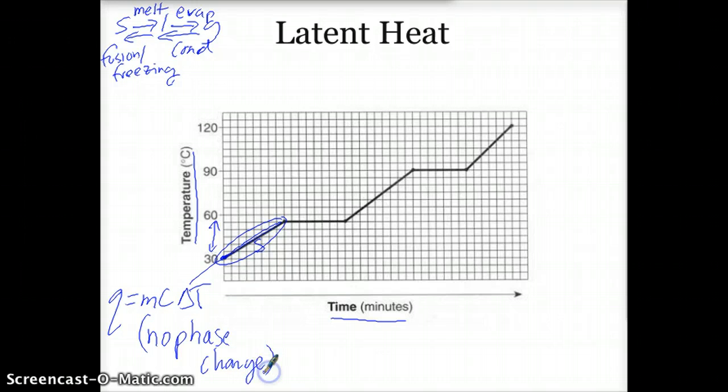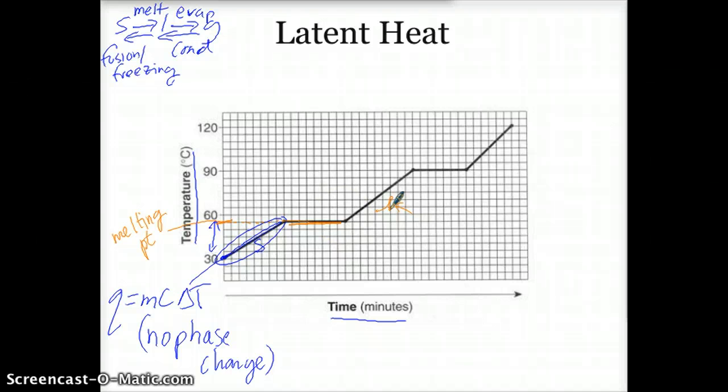But now, we get to this point here, 60, where the line is all of a sudden flat. So what's happening? Well, the temperature is staying constant. It's not changing. This is where we're going from a solid into a liquid. So this is the melting point. This is the temperature at which a substance will go between a solid and a liquid. Again, this is an L right here for liquid.